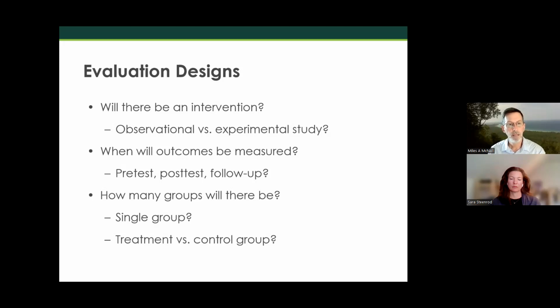And then the second question is, when are outcomes going to be measured? Are you going to do a pre-test, post-test only? Maybe you're really ambitious and you're going to use pre-test, post-test, and 6-month follow-up to see if there are any long-term changes. And then the third question is, how many groups are there going to be? Is this going to be a single group design, or are you going to set it up as a treatment versus control group?